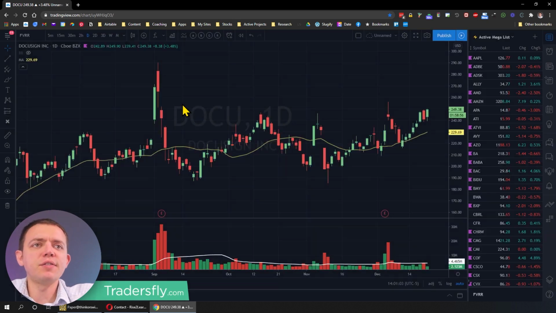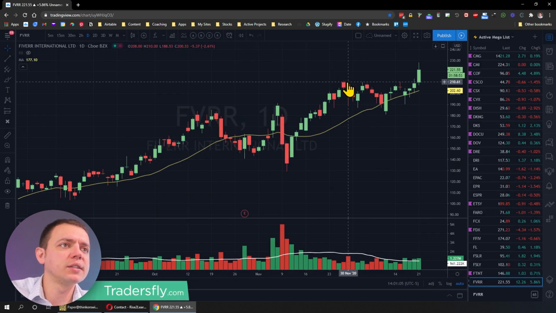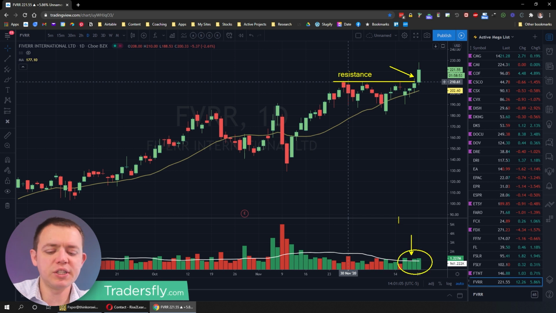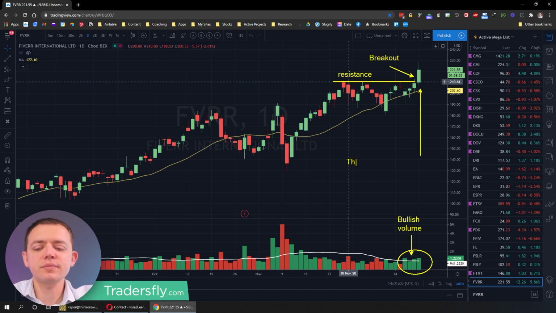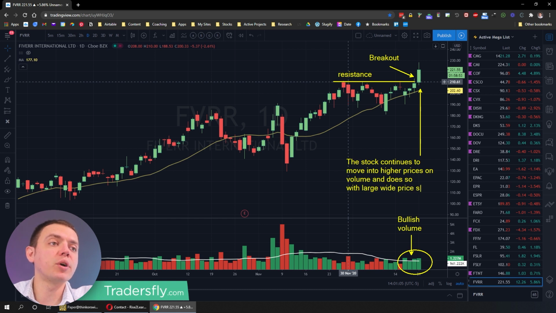Next one is Fiverr. I think this one is doing very well. If you look at what's been going on, here's your resistance level. You've got nice bullish volume stepping up, so that's continuing to fuel the stock. There's your breakout pattern. The stock continues to move into higher prices on volume and does so with large, wide price spread, which is typically a good sign for the stock.